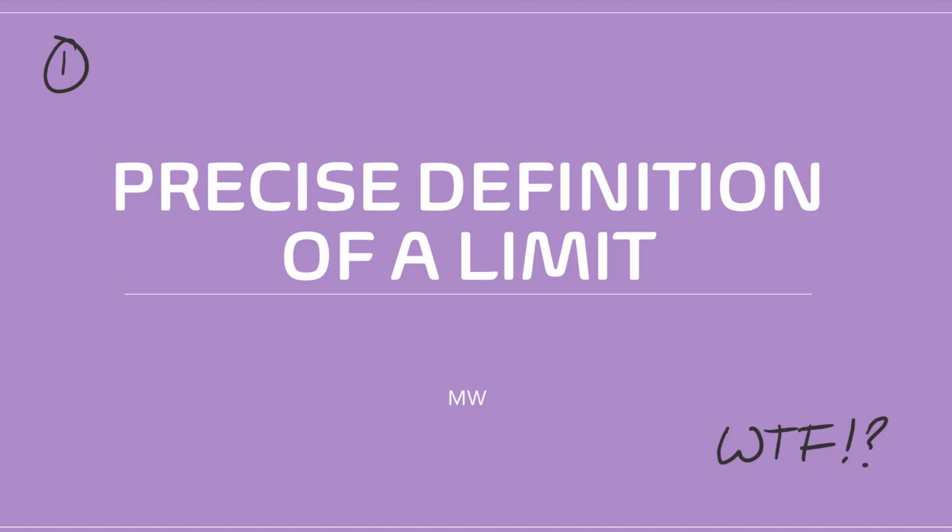All right, it's our precise definition of a limit. It's a heck of a thing. It's also known as the delta epsilon proof, or epsilon delta. That's a lowercase d, lowercase e in Greek.